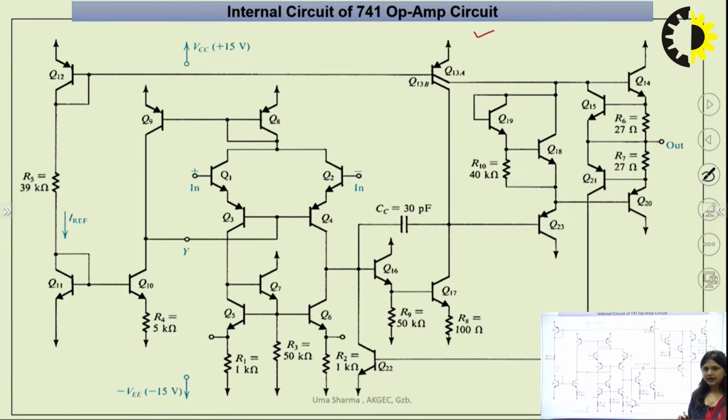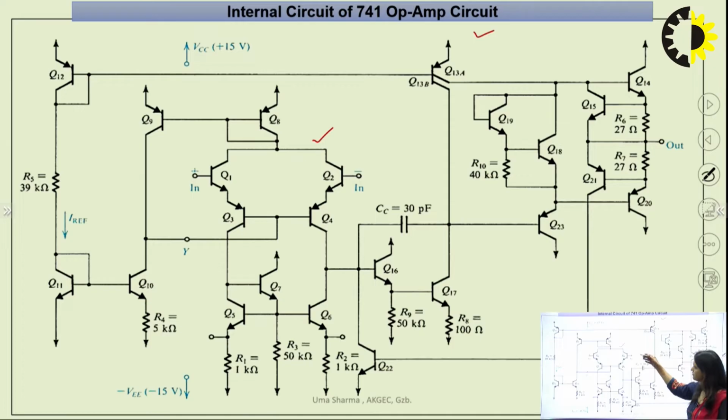One is the stage which is going to provide biasing, that means to provide power to the individual stages. Then the differential amplifier stage, you can see that this is the differential amplifier which consists of transistors Q1 and Q2 along with Q3, Q4, Q5 and Q6. This can be assumed as the input stage, because you are all aware that the first block of an operational amplifier is a differential amplifier circuit. So here you can see that this is the input stage.